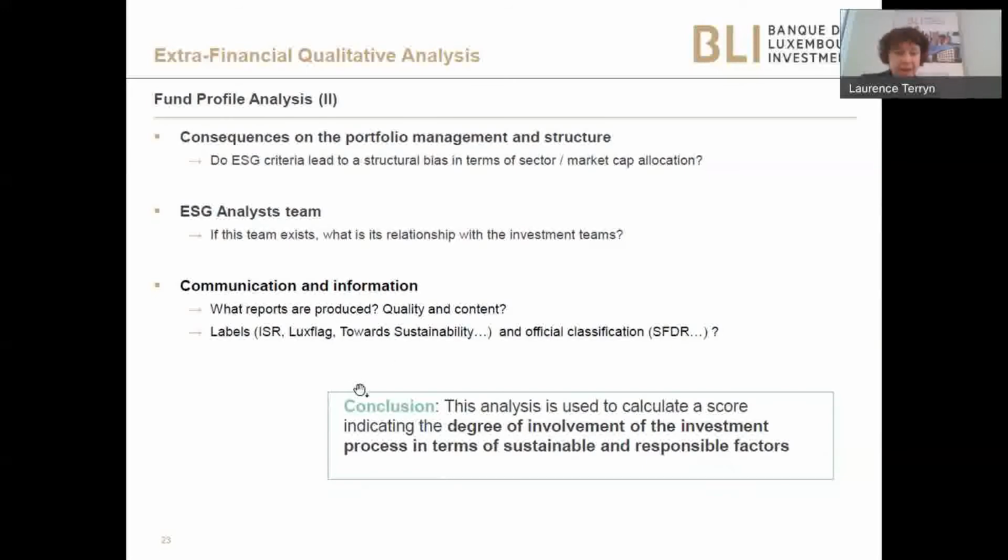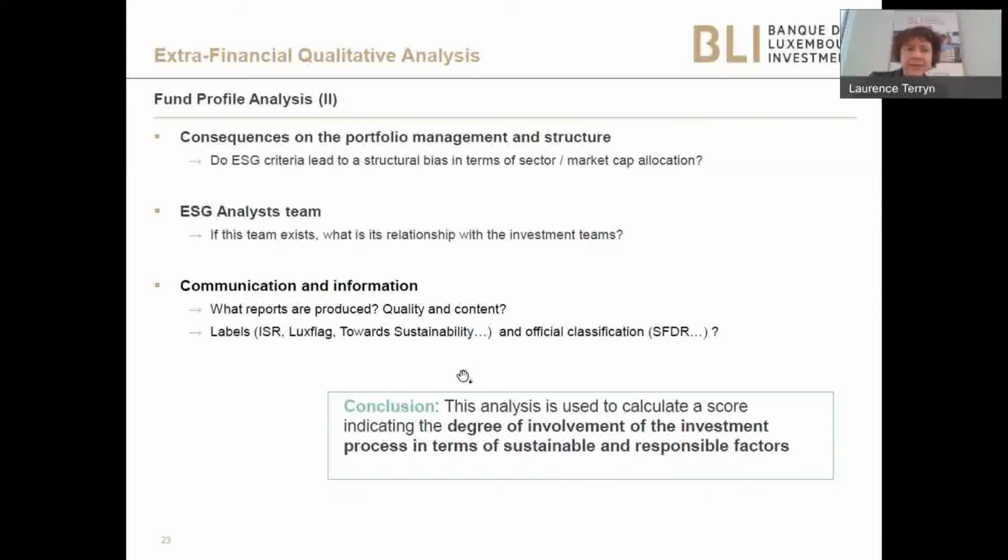We also look again at the resource side. We had the global view at the company level. Now for the fund itself, we check if there is a specific ESG analyst team, and if this team exists, what is the link between this team and the investment team? If the ESG analysis is done in the investment team, it is clearly more integrated, but it can be also less specialized. We don't have an official good or bad view. We really try to understand how it is done practically, beside the marketing, to understand what is the implication and what is the real practical ESG integration in the fund.